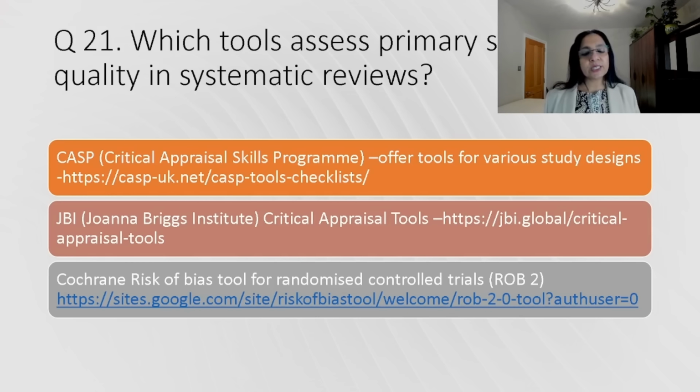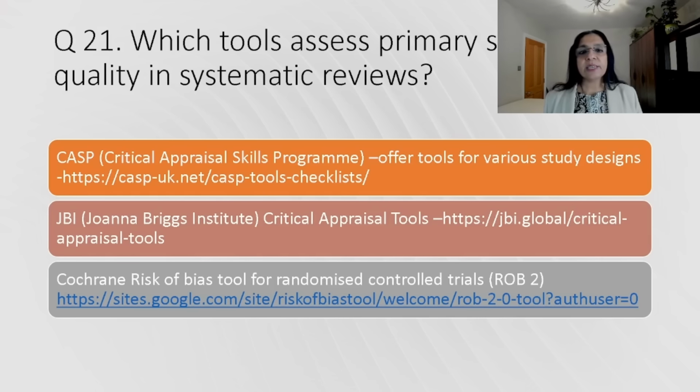Moving on to the next question, question 21. This is one of the important questions asked. Which tools assess primary study quality in systematic reviews? So we all know that we use different types of primary study designs in a systematic review, and what tools are appropriate. We need to use some tool because critical appraisal is an essential step in the systematic review process.